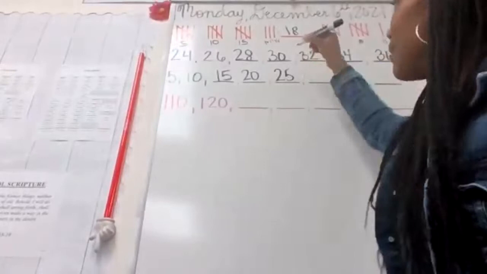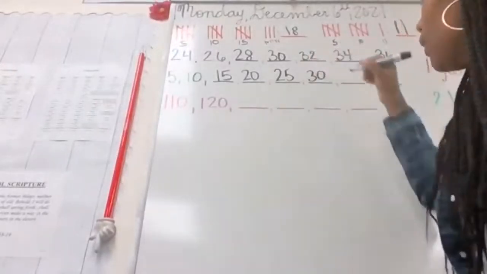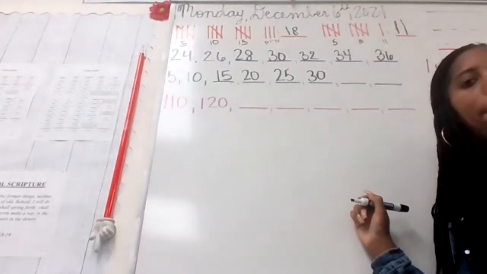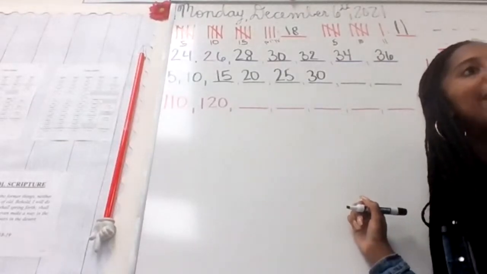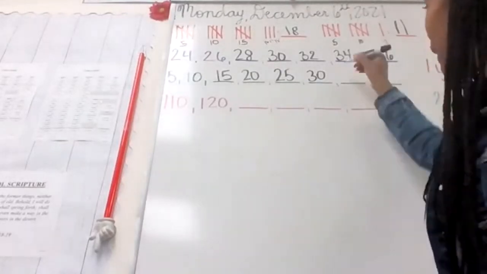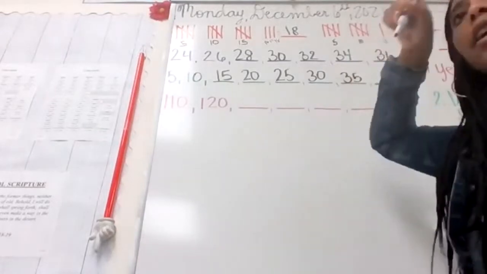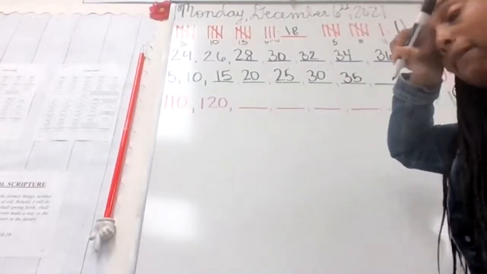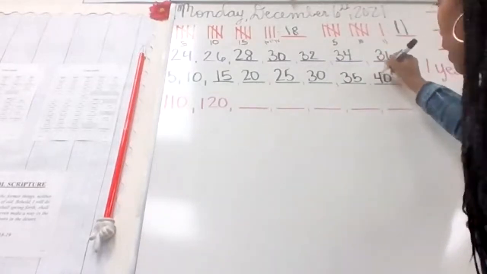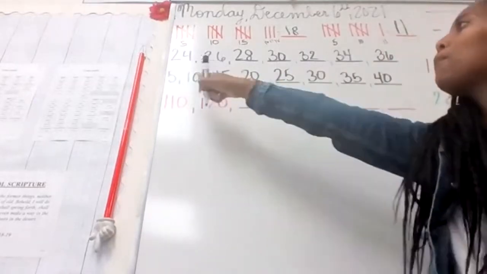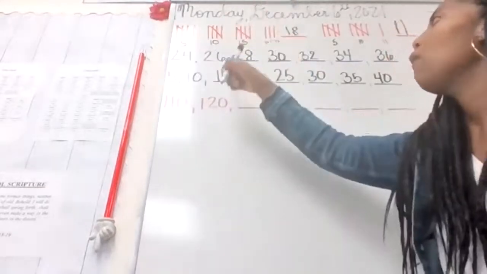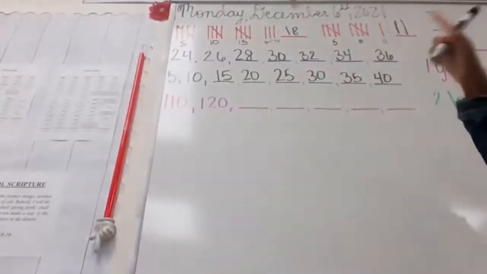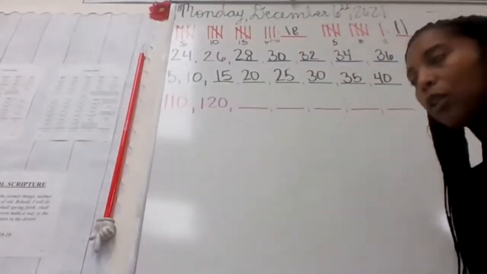30. Remember, it's always a 0 and a 5. 30. From 30, we would go to 35. And then we finish off with 40. Good. So let's go ahead and count by 5 to 40. 5, 10, 15, 20, 25, 30, 35, 40. Let's keep going to 100.